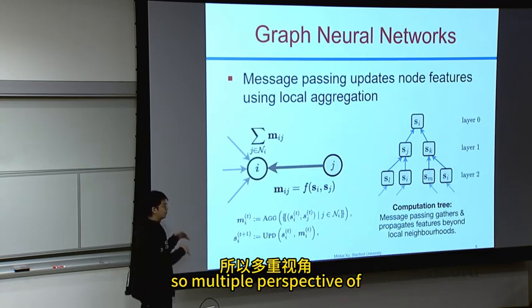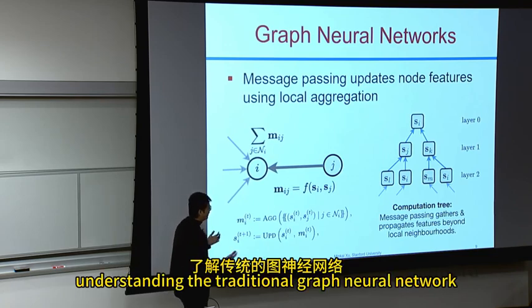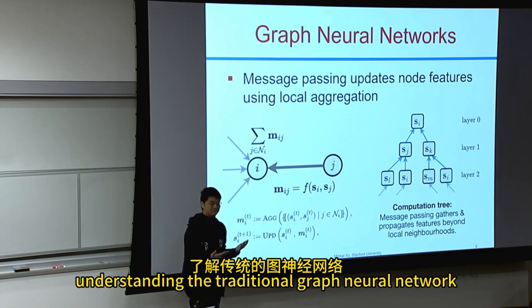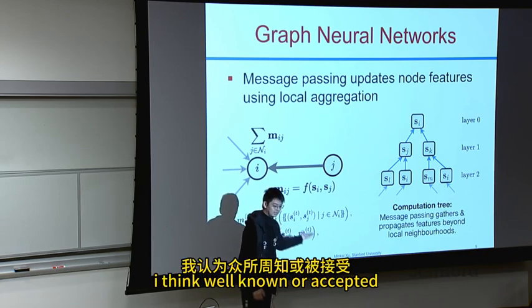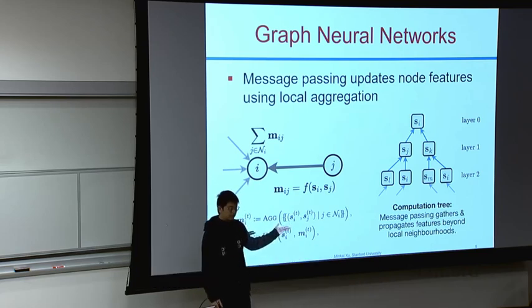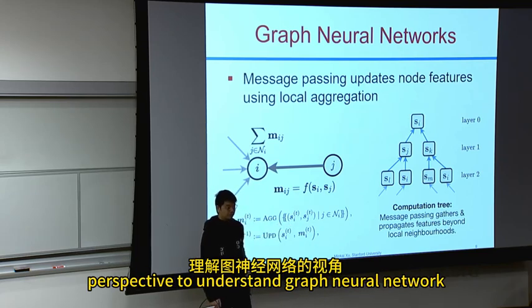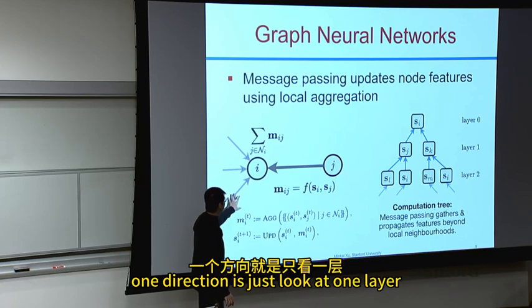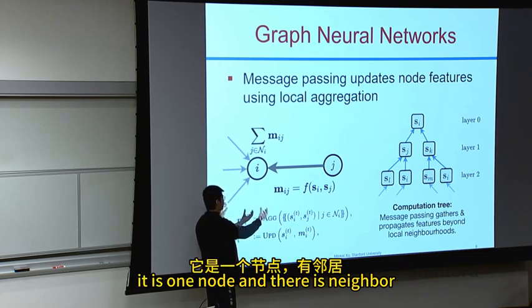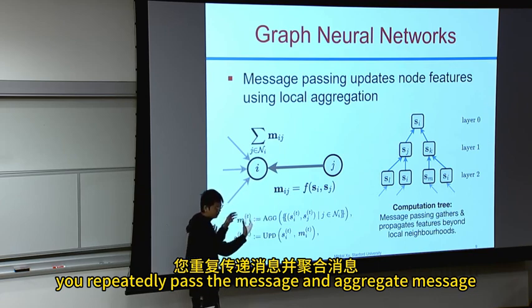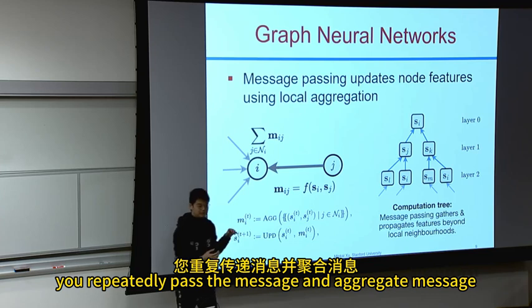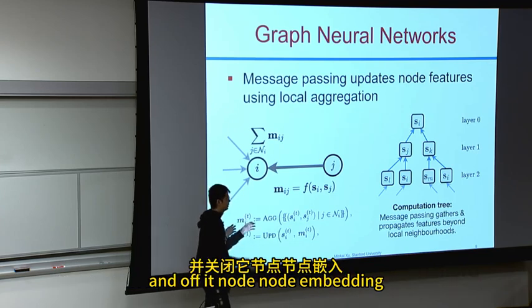So there are multiple perspectives for understanding the traditional graph neural network. These are the two most well-known or accepted perspectives to understand the graph neural network. One direction is just to look at one layer and you see, oh, it is one node and there are neighbors. You repeatedly pass the message and aggregate the message and update the node embedding.